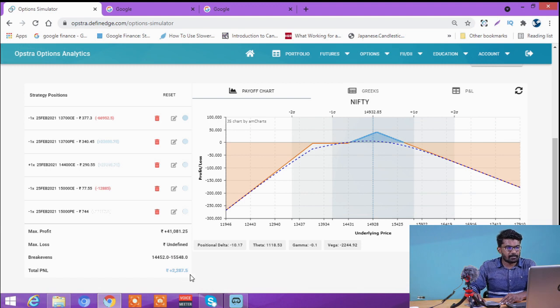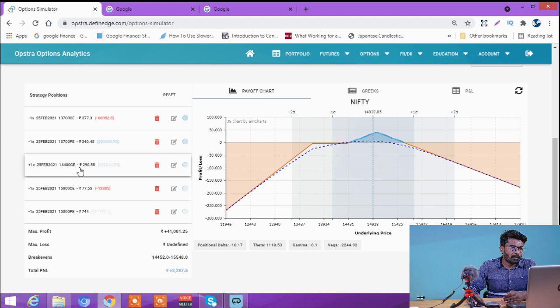See, in this case, before we were in a loss of around 11,100. Now we are in a profit of around 2,200. The original 13,700 call is making a loss of around 67,000. But it is compensated by both the put. Yeah, obviously the put is going to be out of the money and it is going to make a profit.